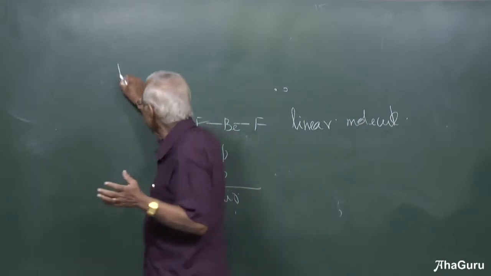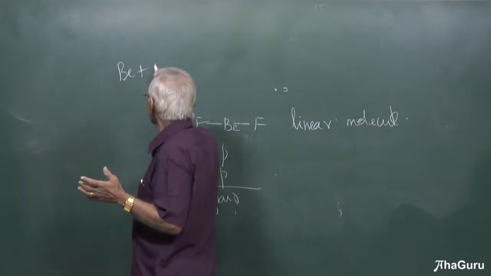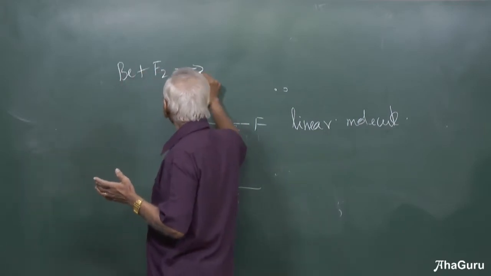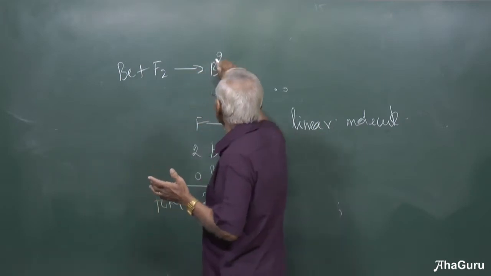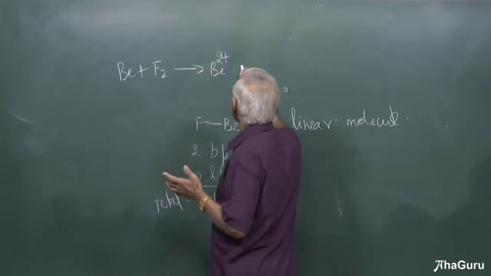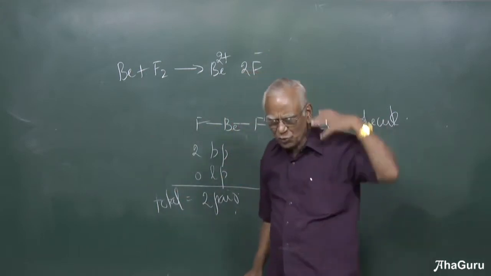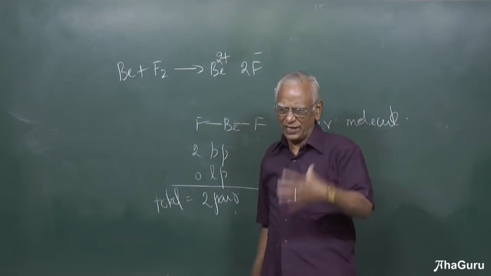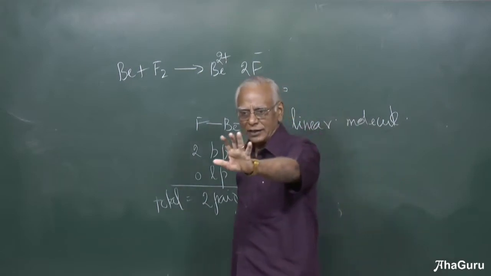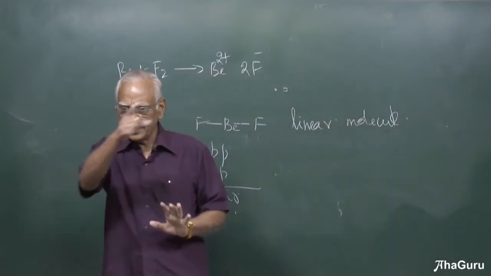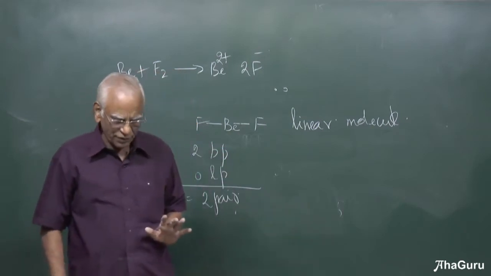Yeah, beryllium. I told you, beryllium always exists as an electrovalent compound only. Beryllium fluoride, BeF2. We assume it's a hypothetical situation. In the case of beryllium fluoride, I will tell you one important thing. I think I explained it last class in terms of Fajans' rule.